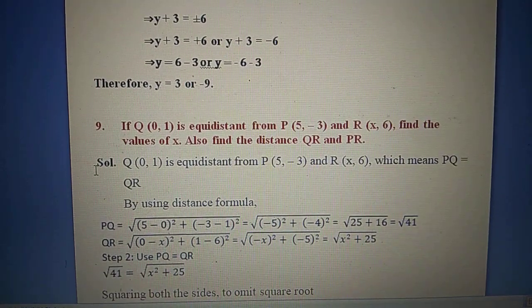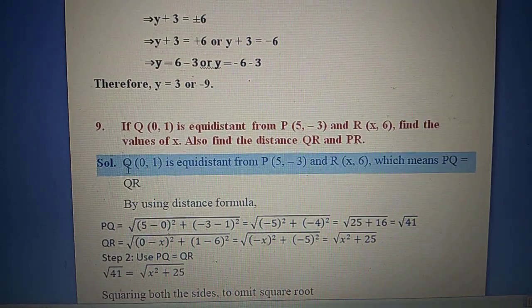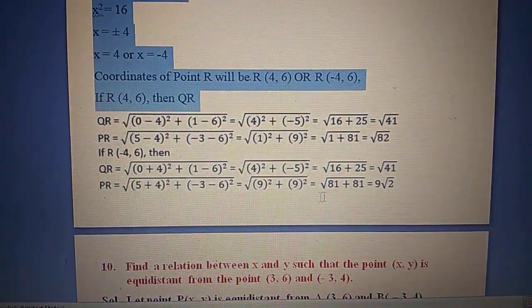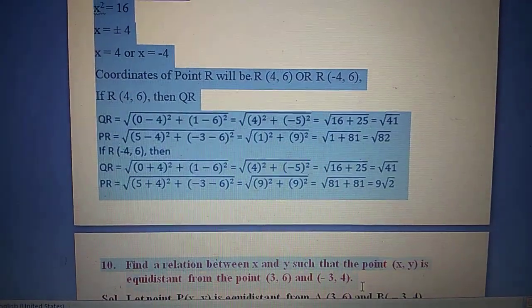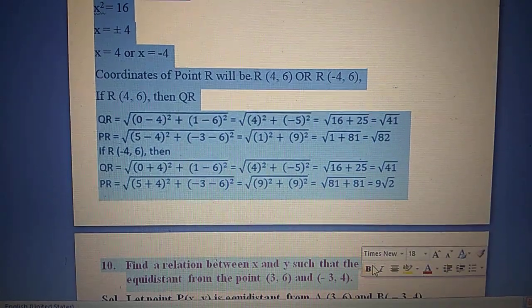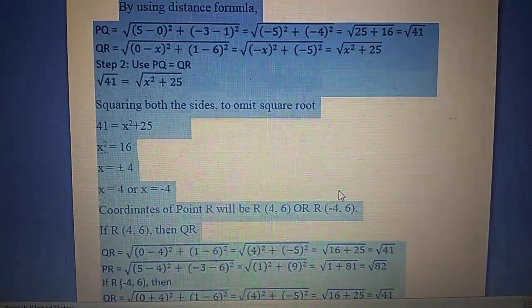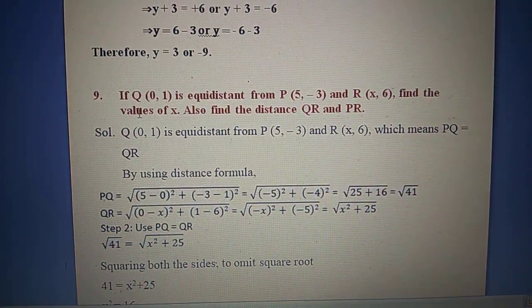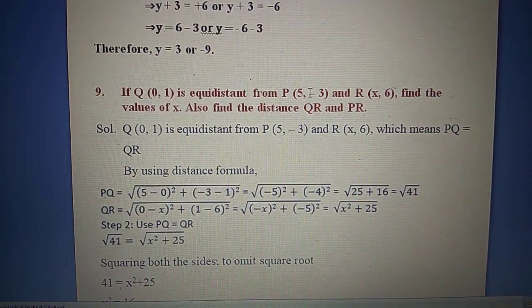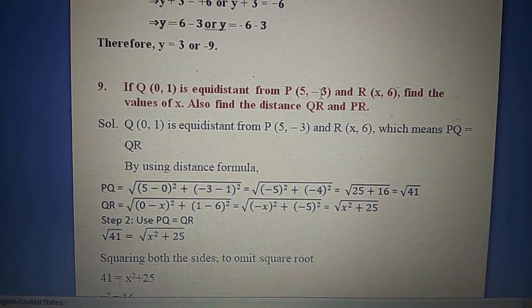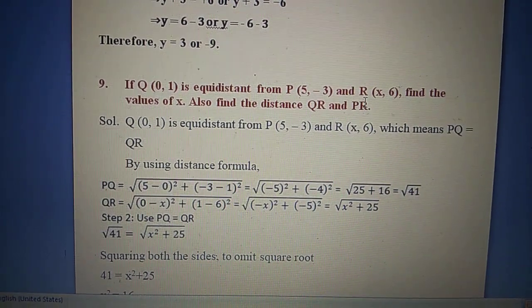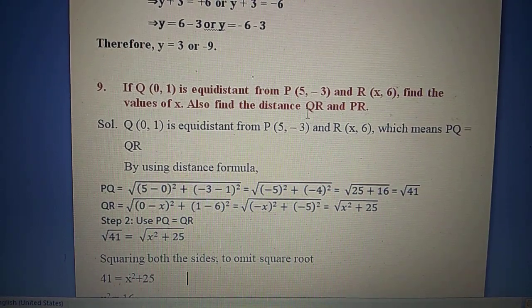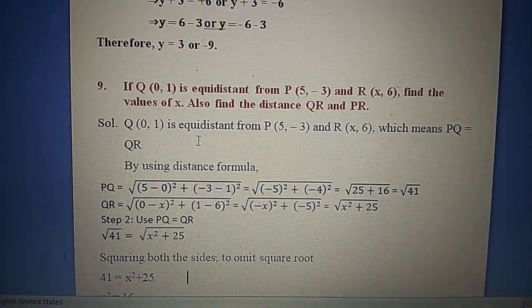Now let's move towards question number 9. In question number 9, we are given that there is a point Q, which is (0, 1), which is equidistant from the points P (5, minus 3) and R (x, 6). We have to find the values of x and then find the distances QR and PR.